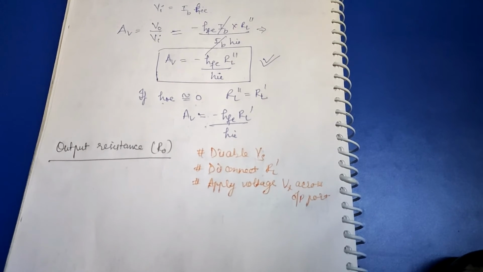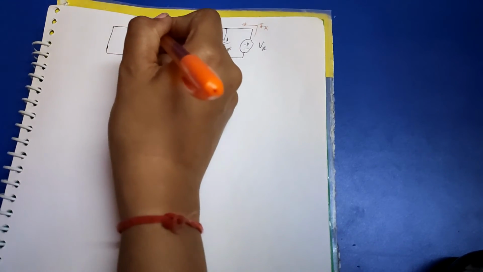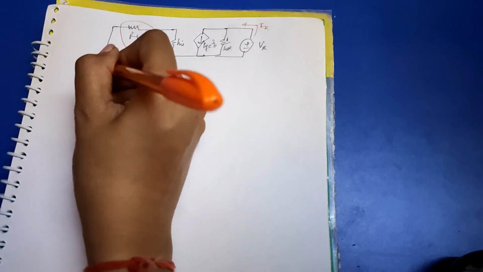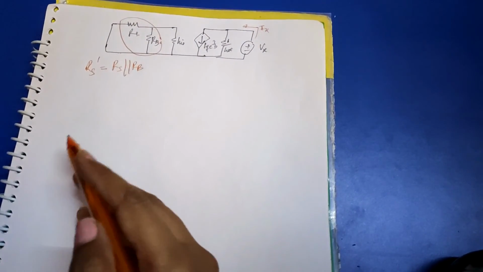So let me just draw the circuit diagram again after disabling and disconnecting all these terms and also applying the Vx in my circuit. Okay, so this is the circuit diagram. Guys, if you don't know how I have drawn this circuit, please visit my previous video. I have explained each and every step to draw this type of circuit diagram. Okay, so guys, let me just take these resistances in parallel, and Rs dash equals Rs parallel to RB. Let me just take some notations.